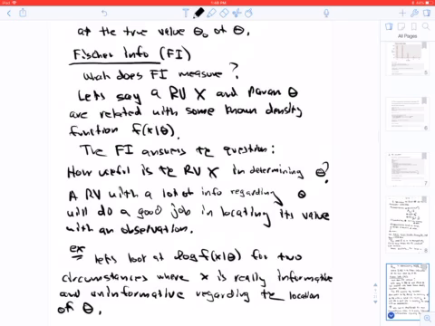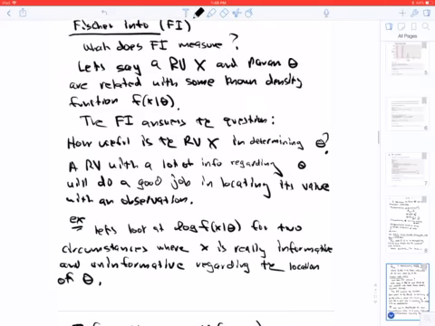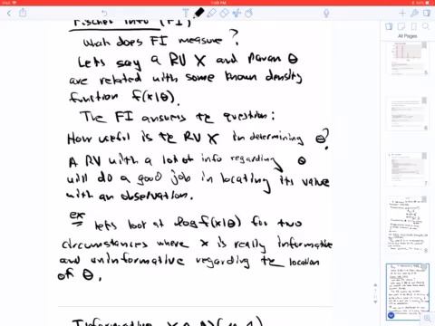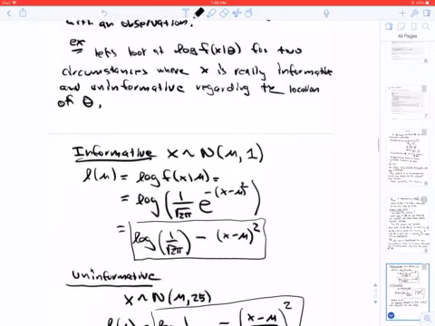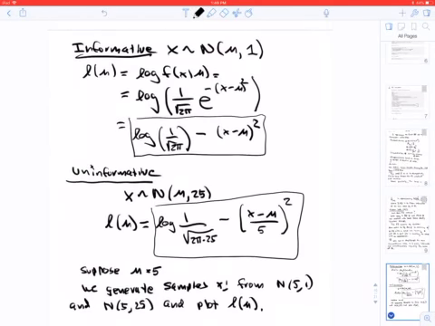What is Fisher information? What does it measure? So Fisher information tells you how much information a single observation is giving you in determining your parameter theta. We can look at two examples. What do I mean by how informative it is? Let's look at an example of informative and uninformative.